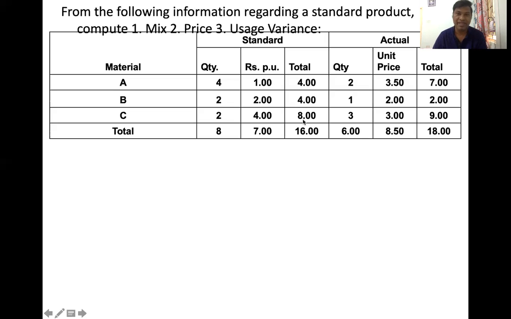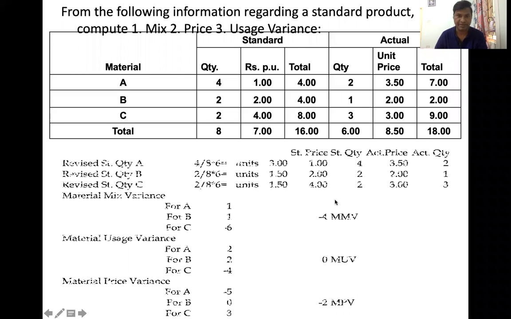Then look at this. The actual costs are 7, 2, and 9. The total of standard is 16 and the total of actual is 18. Let's look at this.